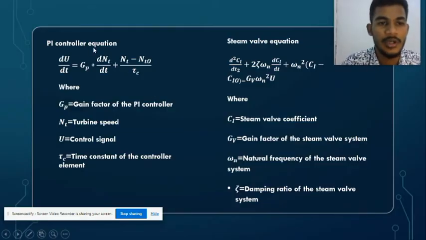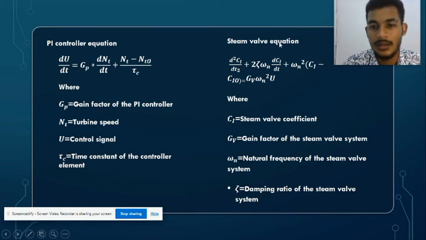Okay, for the PIC controller equation, we have the formula for how it works. Du over dt equals Gp, where Gp refers to the gain factor of the PIC controller, times the differential of turbine speed over dt, plus turbine speed minus turbine speed not, divided by the time constant of the controller element.